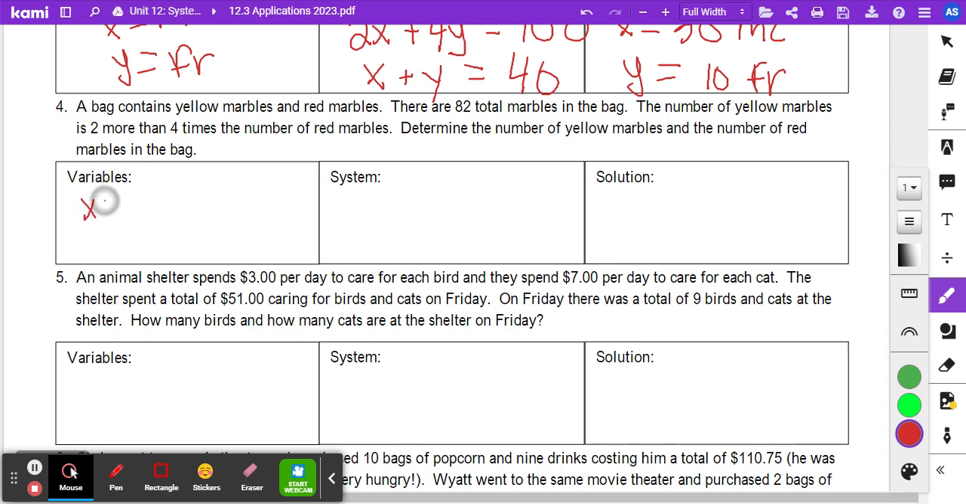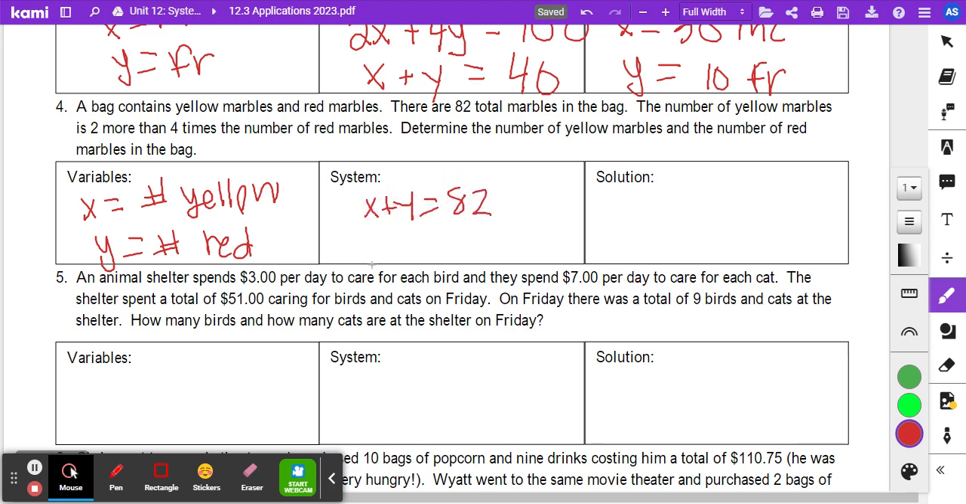So x equals number of yellow, and y equals number of red. Our system is going to be x plus y equals 82, and x equals 2 plus 4y. And when we plug this into Desmos, you should have gotten the solution of x equals 66 yellow. So that's your x coordinate of the intersection, and y is 16 red.